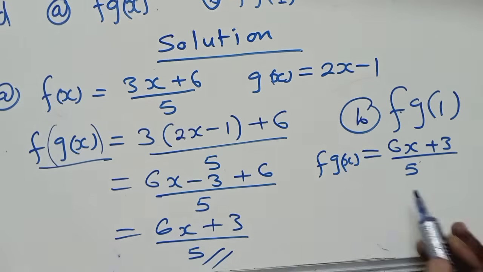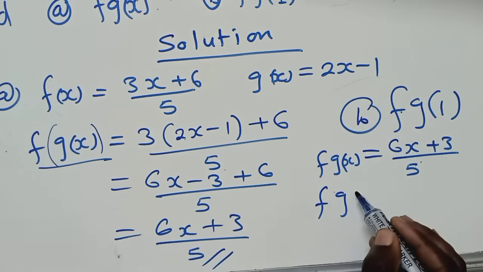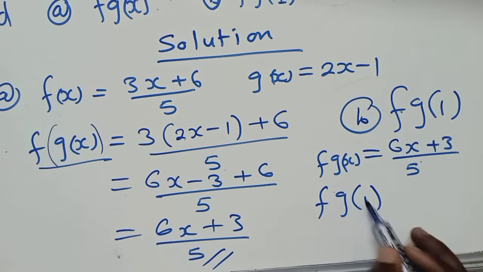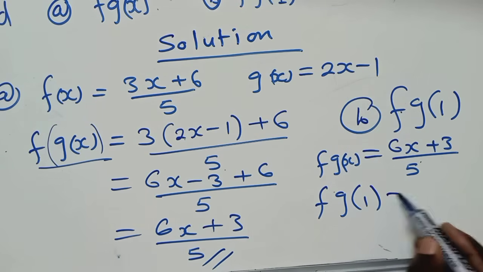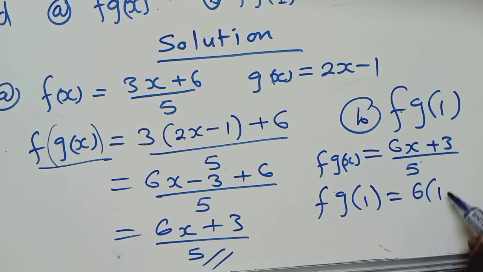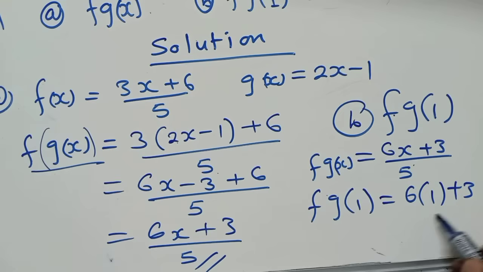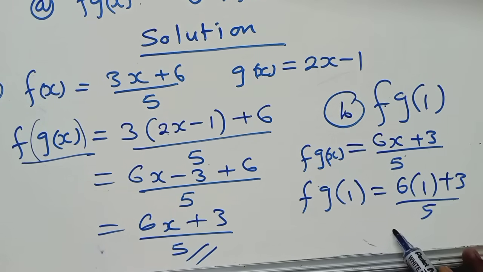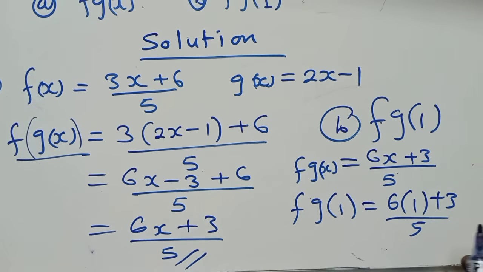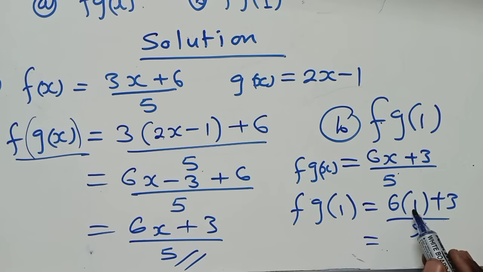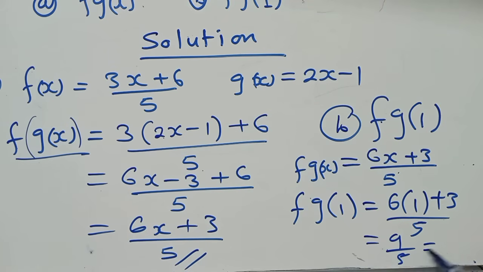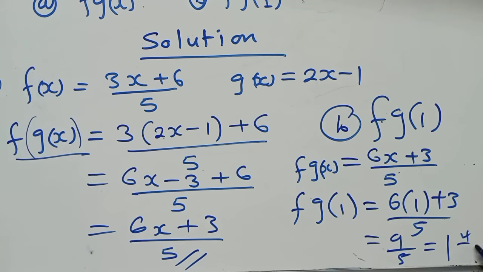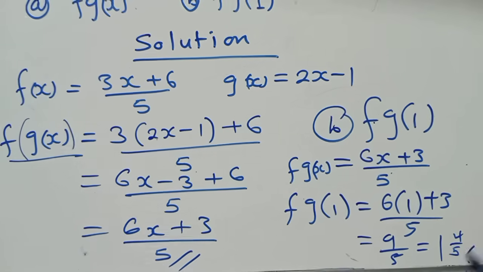Now you change, okay? Where there's x here, there's a 1 in the question. They want us to put a 1, meaning where there's an x, put 1. So this is how it will look. We put a 1 here, okay? And solve. When we work out things here, this is 6 plus 3, it will be 9 over 5, which is equal to 1, remainder 4 over 5. So this is our answer.